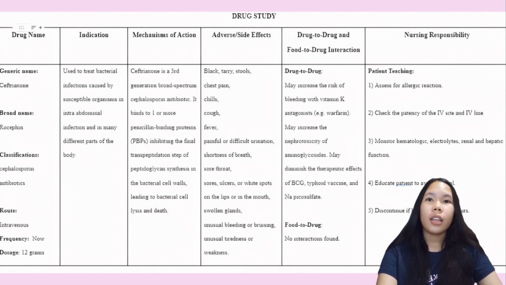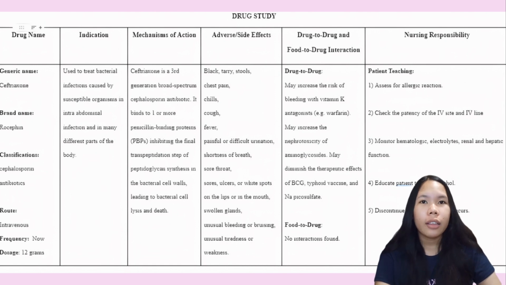Mechanism of action: ceftriaxone is a third-generation broad-spectrum cephalosporin antibiotic. It binds to one or more penicillin-binding proteins, inhibiting the final transpeptidation step of peptidoglycan synthesis in the bacterial cell walls, leading to bacterial cell lysis and death.